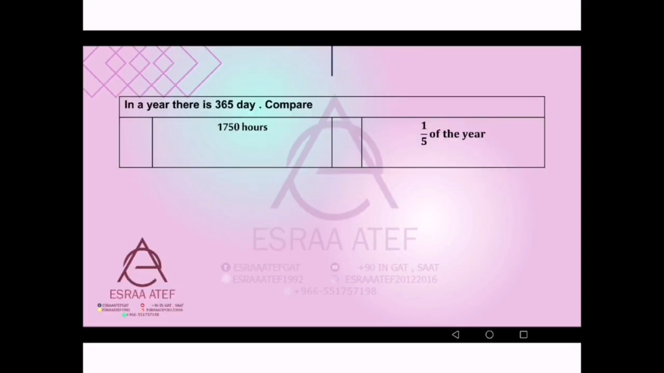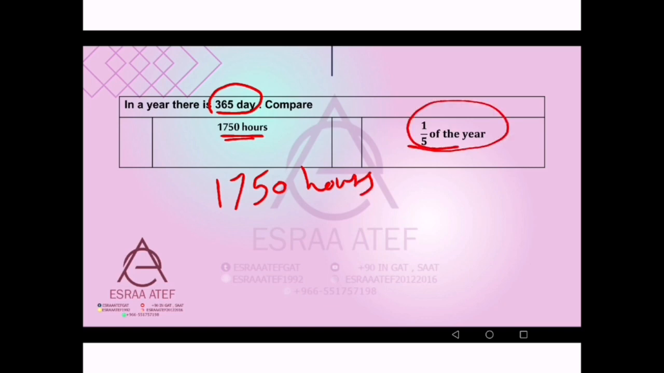Here we have a year, which is 365 days. We have here comparing between 1750 hours and the other one, which is a fifth of the year. What's the meaning of a fifth of the year? A fifth of the year means a fifth times 365.